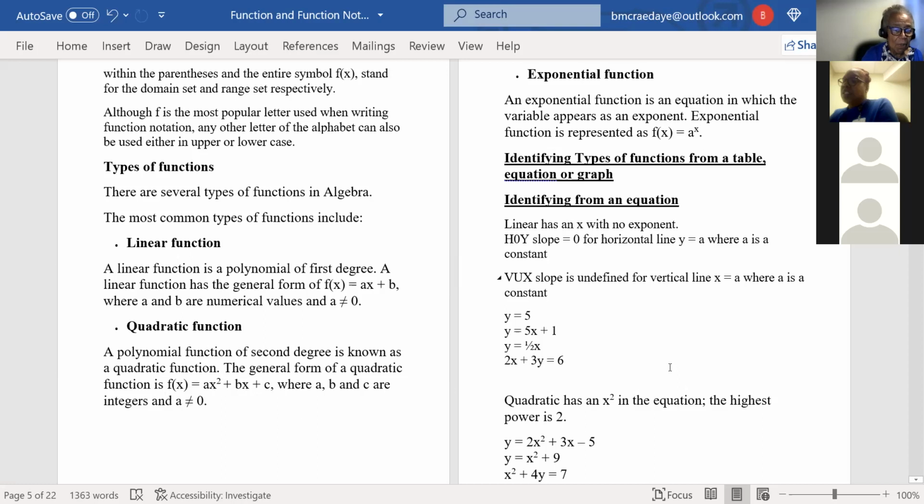Now, we can identify these functions. We can use a table, we can use an equation, we can use a graph. Now, I gave you some mnemonics here. H0y: when your slope is 0, you have a horizontal line. When it's undefined, you have a vertical line. Now, let me just show you what I mean by this. Let me go to a new share and go to the whiteboard. Now, okay, let's draw a line here and a line here. This is X and this is Y.